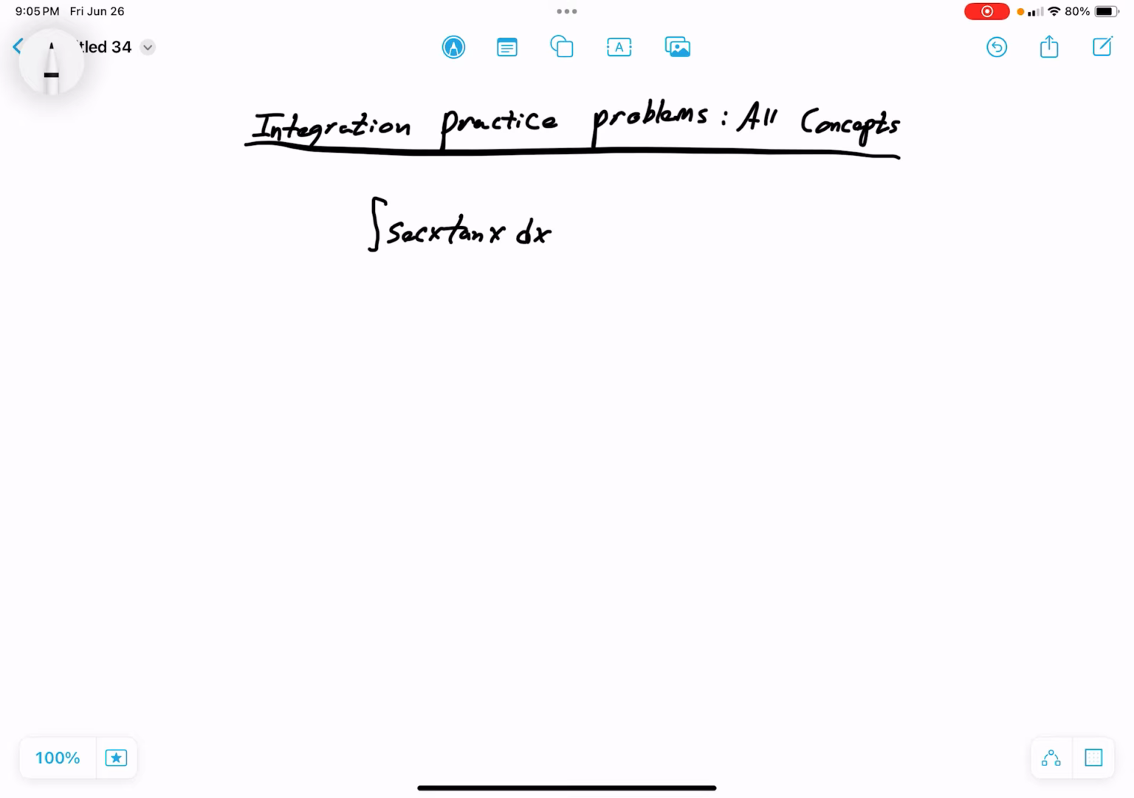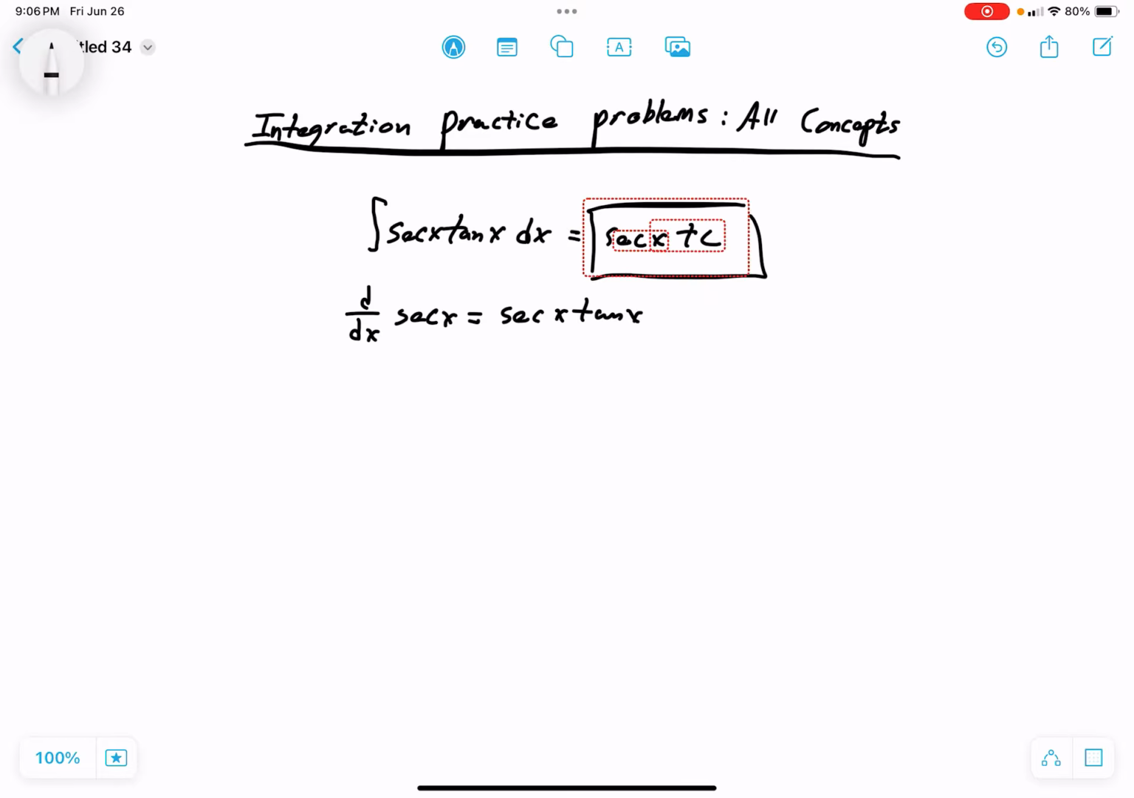Now, if we think back to our trigonometric video, we know that d dx of secant x equals secant x times tangent x. And therefore, the integral of secant x tangent x dx must equal secant x plus c. And that is our answer. So that's the first integral.